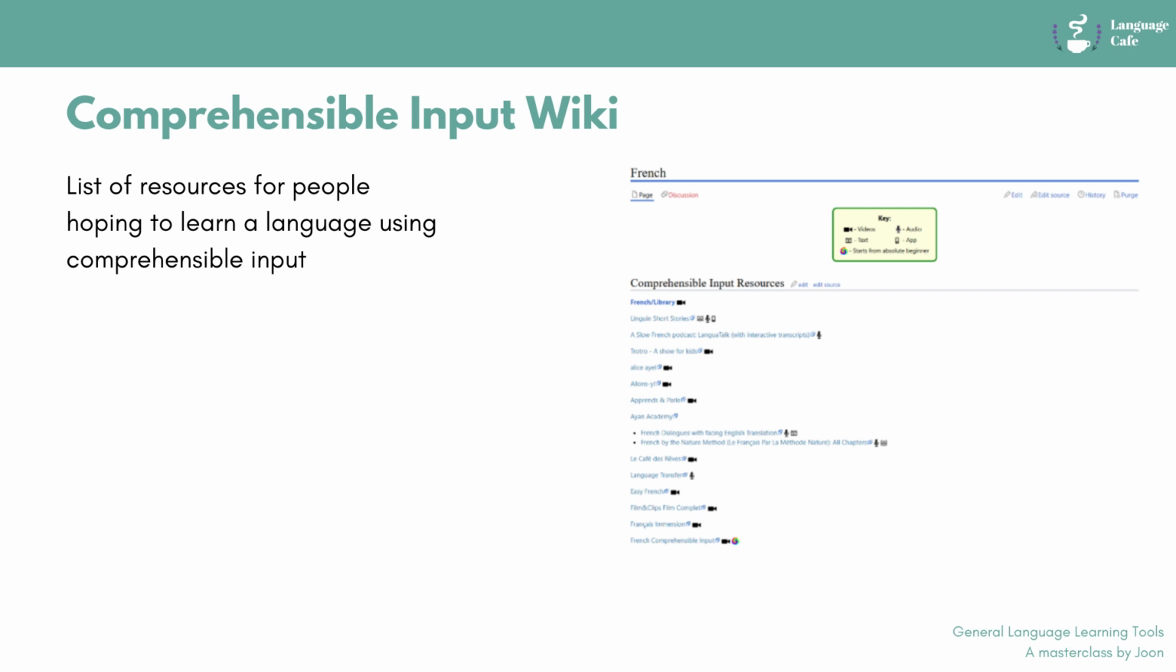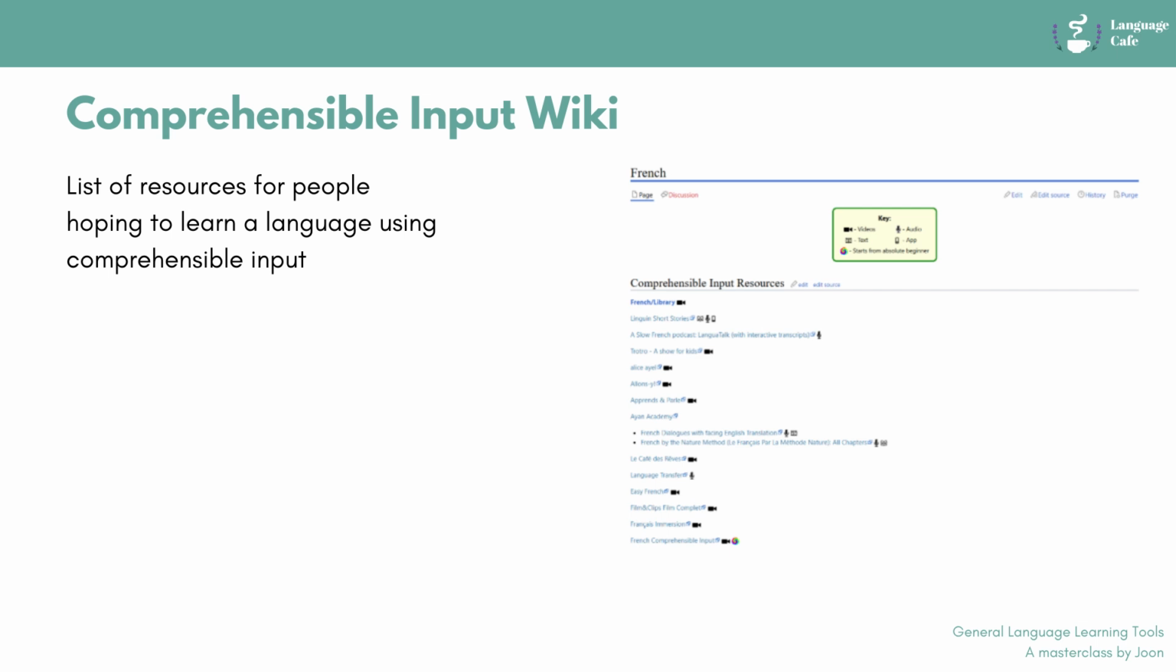So it's basically intended to provide a list of resources for people hoping to learn a language using comprehensible input. I talked about this concept in the previous masterclass as well, so I'll just give a quick definition and move on. Comprehensible input based language learning is characterized by listening to or reading content in the target language at or slightly above the level where the learner can understand everything that is being said.